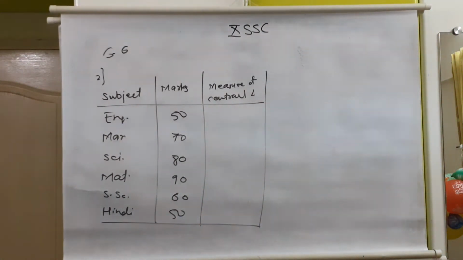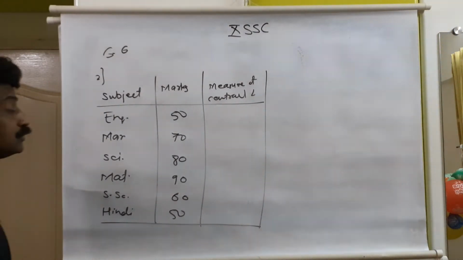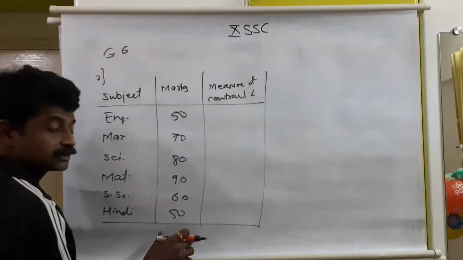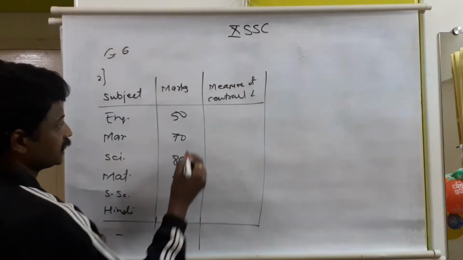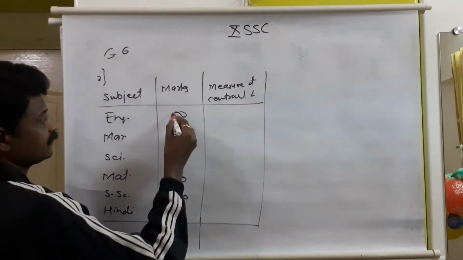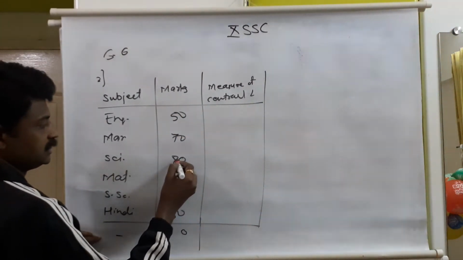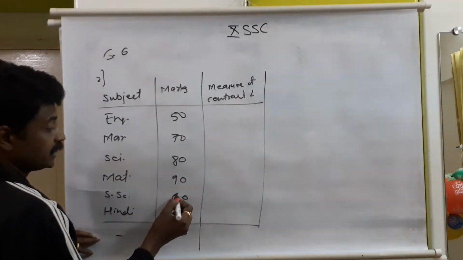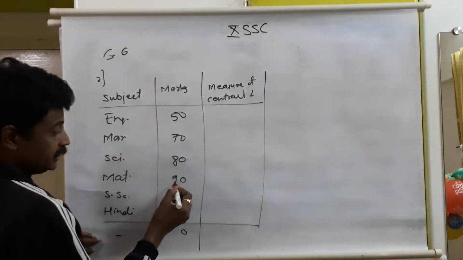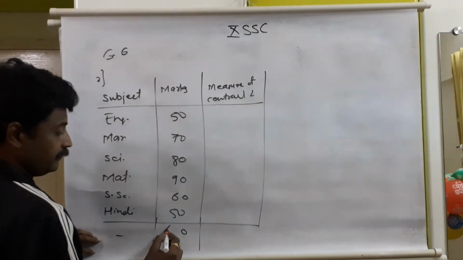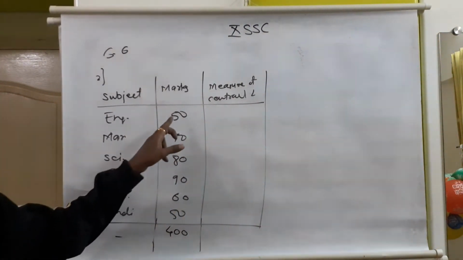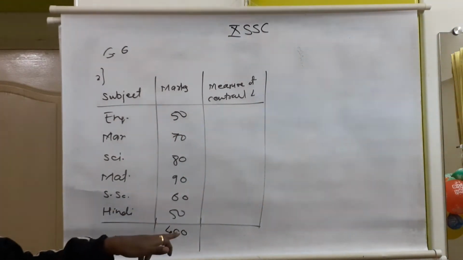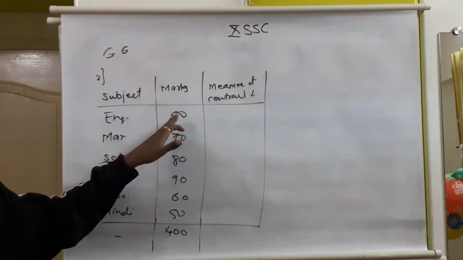Now we want to draw a pie diagram based on this. So first we need to find out how many total marks the child scored. So we will add them. 0 as it is, 5 plus 7 is 12, 12 plus 8 is 20, 20 plus 9 is 29, 29 plus 6 is 35, 35 plus 5 is 40, so 400. Total marks are 400. Out of 400 marks, 50 marks are for English.